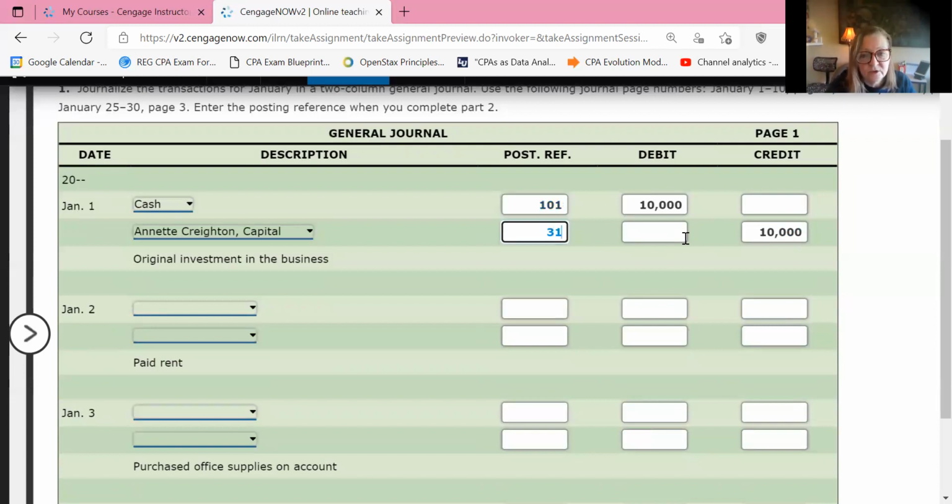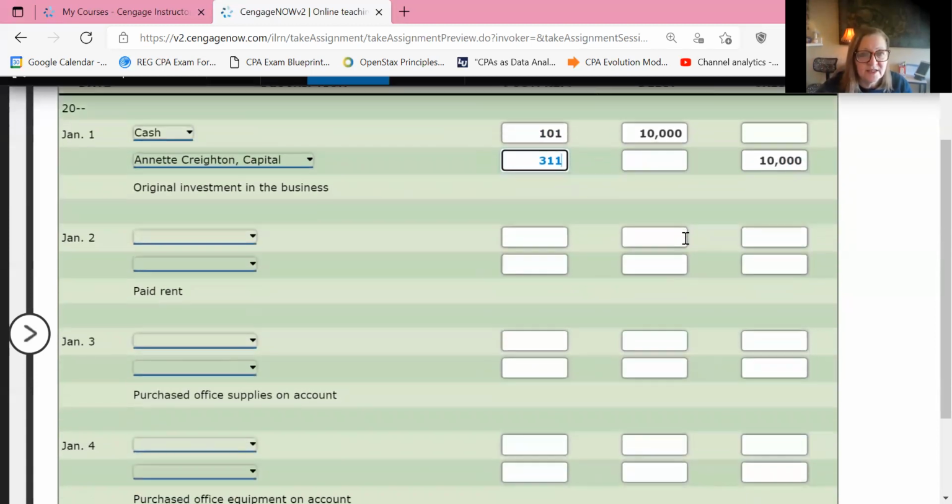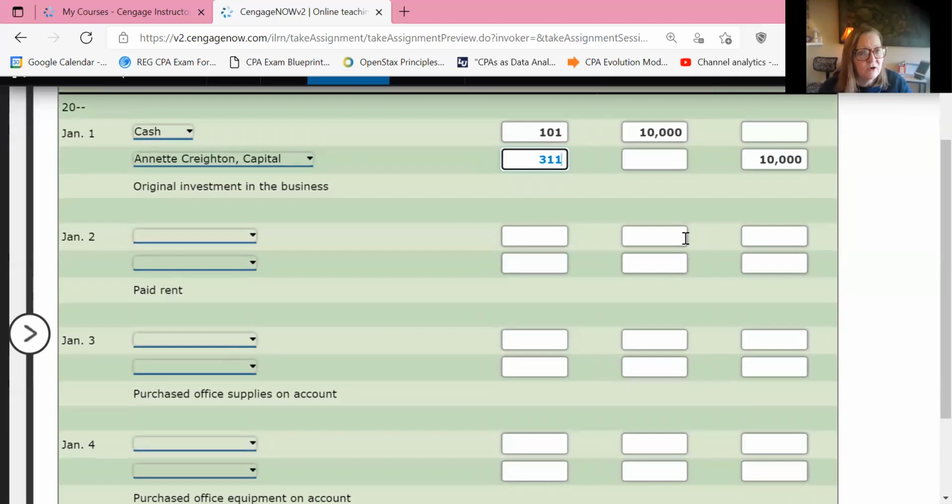So we're putting the account numbers for the general journal. We use the account numbers for the post reference. Okay, so that's the first one. Yay, we did it. The second one, pay the rent. Now remember, this is one of those where the date is different. We didn't have to enter the date. They have it there for us. So it says January 2nd, pay the rent, and we're going to just record it.